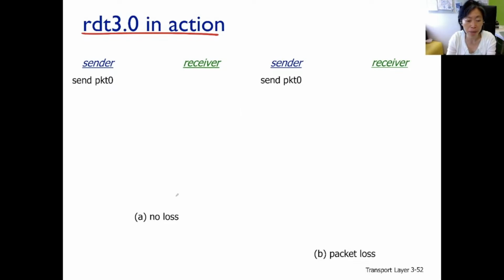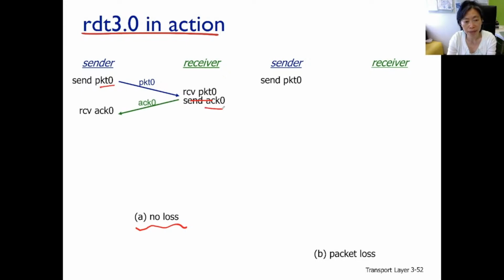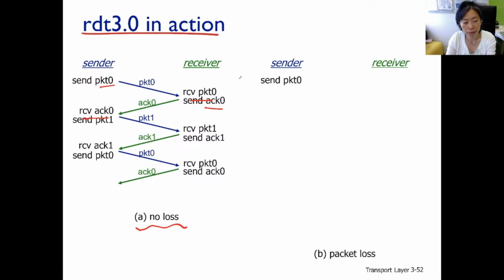So scenario number one here is the no loss scenario. So everything is going well. Data, ACK. So you see, packet 0 being sent, receiver receives 0 and sends back ACK 0. ACK arriving at the sender side, receive what? Move to the wait for call from above for packet 1 state. So send packet 1, ACK 1, send packet 0, ACK 0, and go on and on and on. So this is a very straightforward scenario.